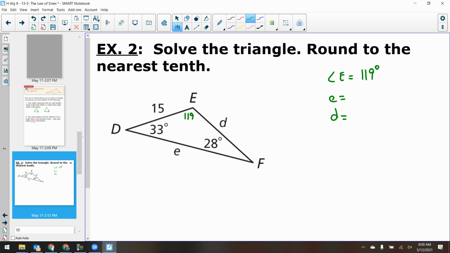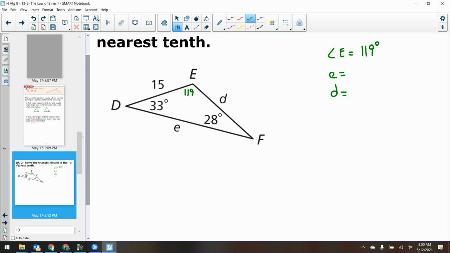Let's find side E. So we would be saying sine of an angle, sine 119 over E, sine of its angle over its opposite side is equal to sine of an angle over its opposite side. Now, what do I want to choose? Do I want to choose F and lowercase f, or do I want to choose D and lowercase d? F, because I don't have D, right? I want to do sine 28. Always go for a set of information that you know. You always want to have just one missing piece out of the four.